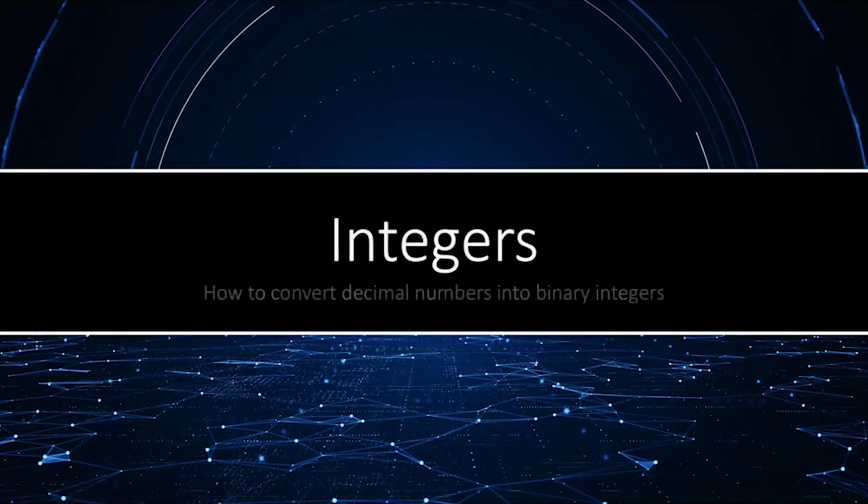Today's video will demonstrate how to convert decimal integers into binary integers. Hello, I'm James Helfrich. Most of the integers we use every day are a fixed size. We have 8-bit integers called characters, we have 32-bit integers called ints, we even have 64-bit integers called longs.